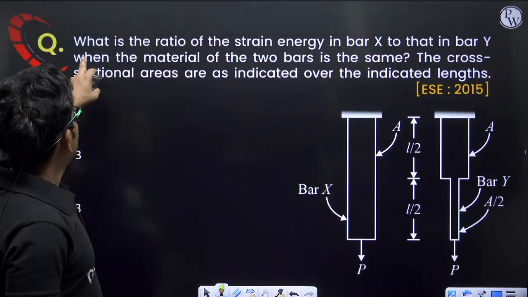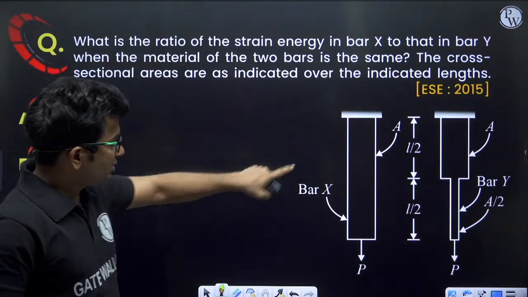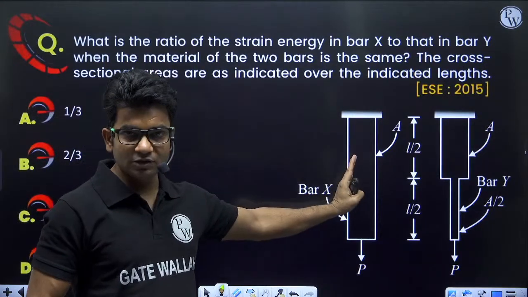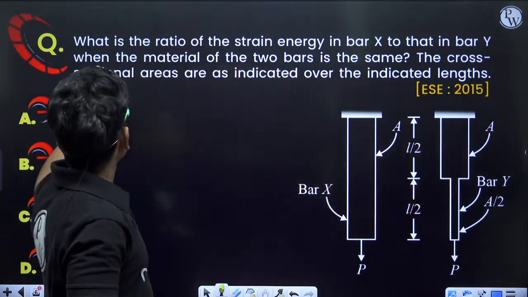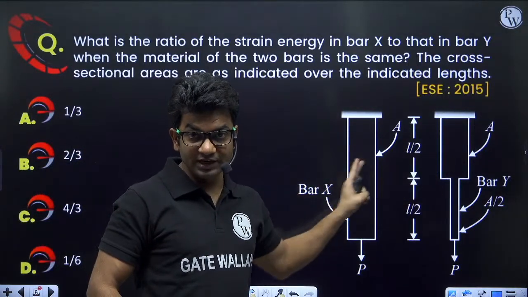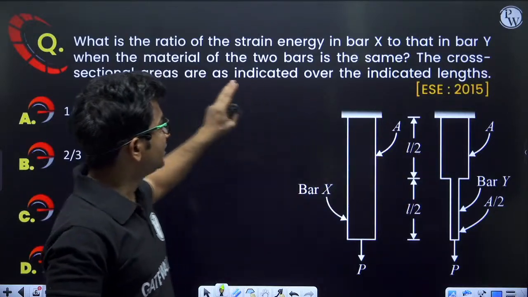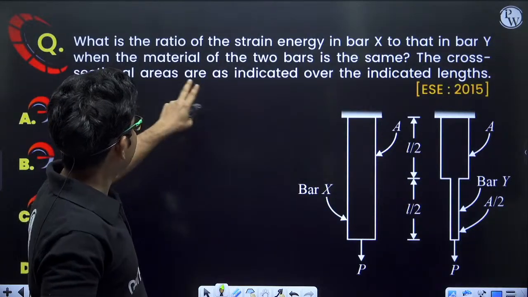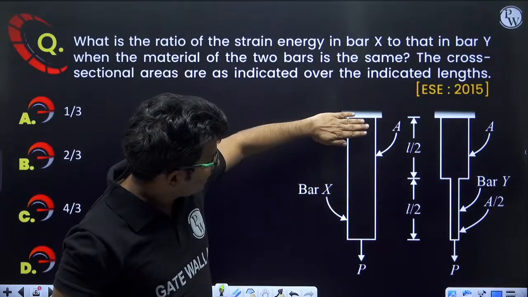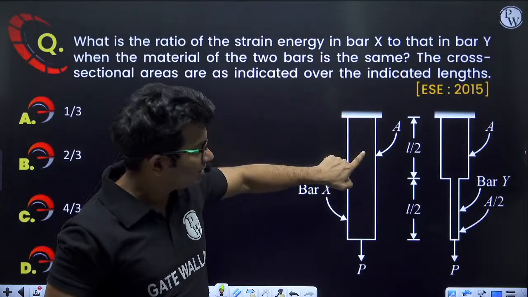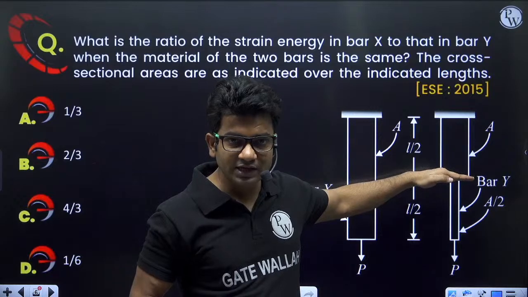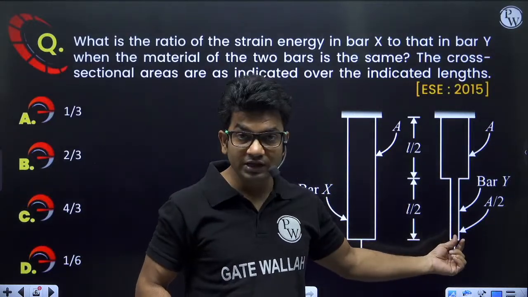Next question: what is the ratio of the strain energy in bar X to that in bar Y, when the material of the two bars is the same? That means Young's modulus is the same. Cross-sectional areas are as indicated over the indicated lengths. For this bar, the cross-sectional area is constant throughout and equal to A. In this bar, for half of the length the cross-sectional area is A, and for the remaining half the cross-sectional area is A by 2.